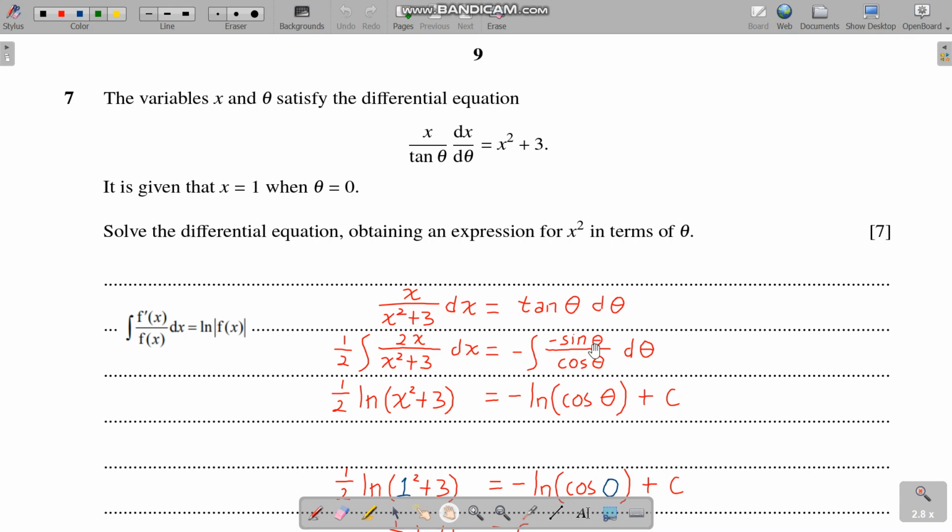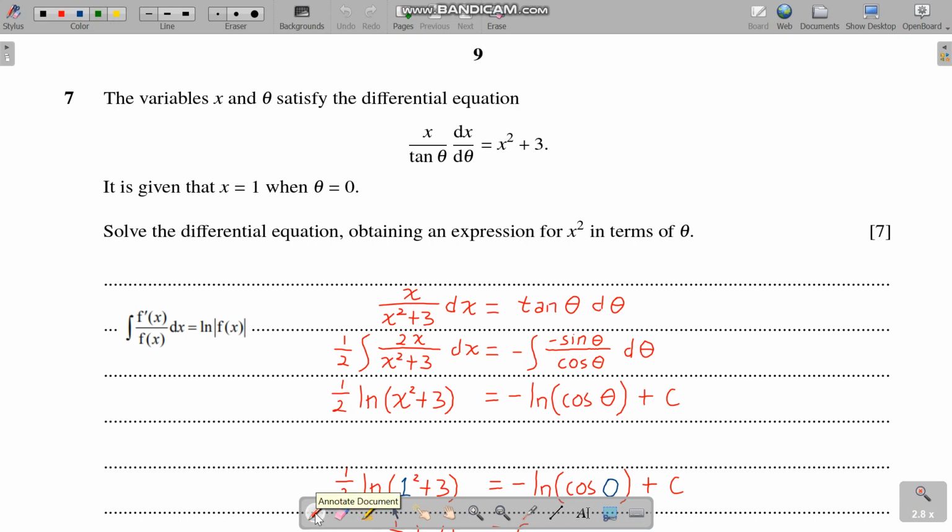Hello everyone, this question is about differential equations. Variables x and theta satisfy the differential equation, x equals 1 when theta equals 0. Express x squared in terms of theta. So the first step is to separate the variables.